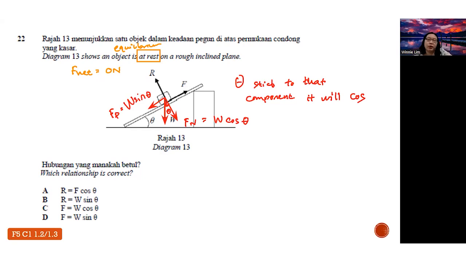Because we always resolve a given force with an angle into the vertical and horizontal. But the inclined plane is very special, we resolve the weight. Now this is the resolution for 1.2, you need to know. For the idea of equilibrium, we will focus on the plane, this whole plane.